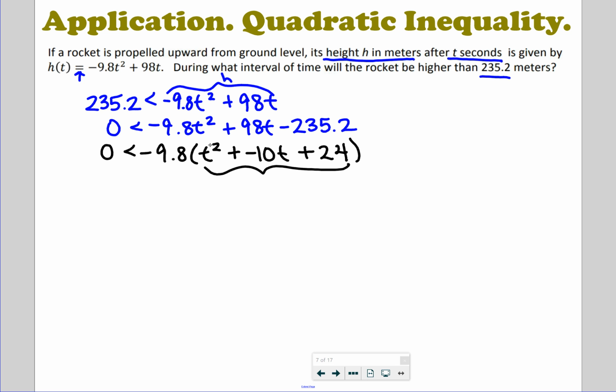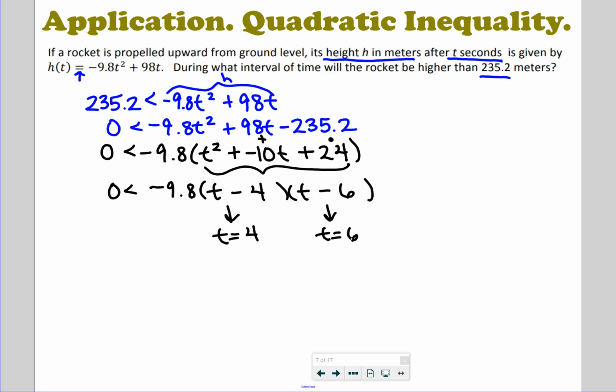All right, so because I don't have a number in front of the t squared, I'm just looking for two values that multiply to 24 and add to negative 10. Numbers that multiply to positive 24 and add to negative 10 must be negative 4 and negative 6. And then if I set each of those equal to 0, I get 4 and 6. So what do those values mean? Those values mean after 4 seconds and 6 seconds, that's when the rocket hits exactly 235.2 meters. So it hits 235 on the way up, 4 seconds after it's been in the air, and 235 on the way down, 6 seconds after it's been in the air.